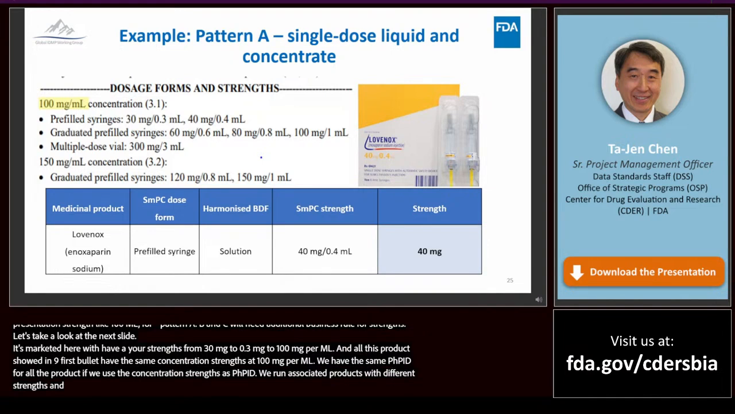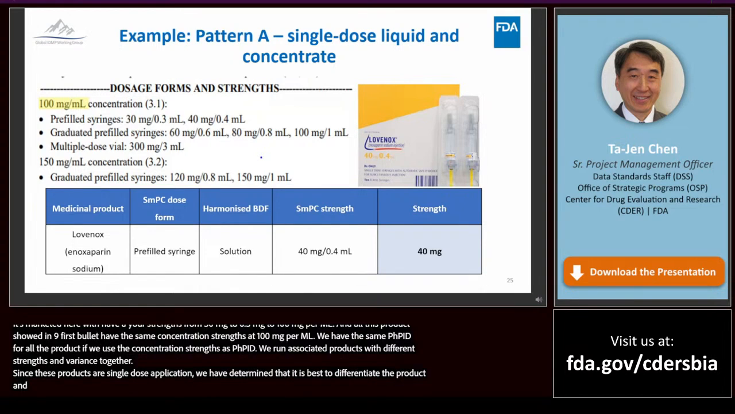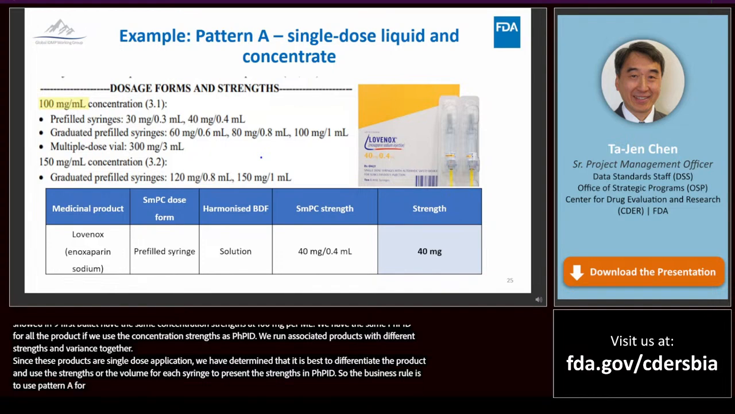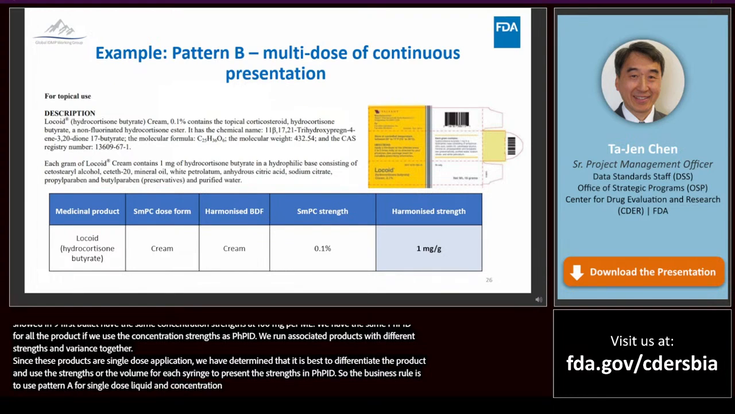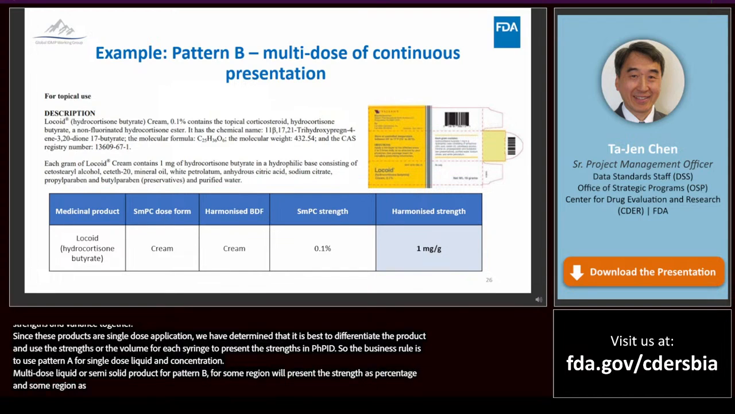Since these products are single dose application, we have determined that it is best to differentiate the product and use the strength or the volume for each syringe to represent the strength as input to generate PHP-ID. And so the business rule is to use pattern A for a single dose liquid and concentration. Multi-dose liquid or semi-solid product follow pattern B, but some region represent the strength as percentage and some region as milligram per gram. So another business rule is to convert percentage to milligram per gram to harmonize product strengths in all regions.